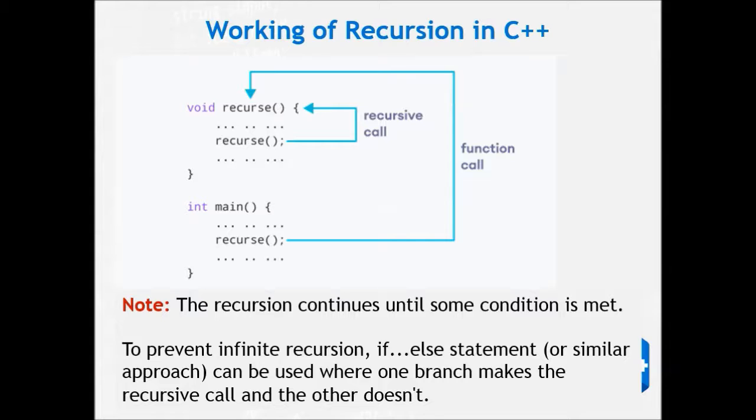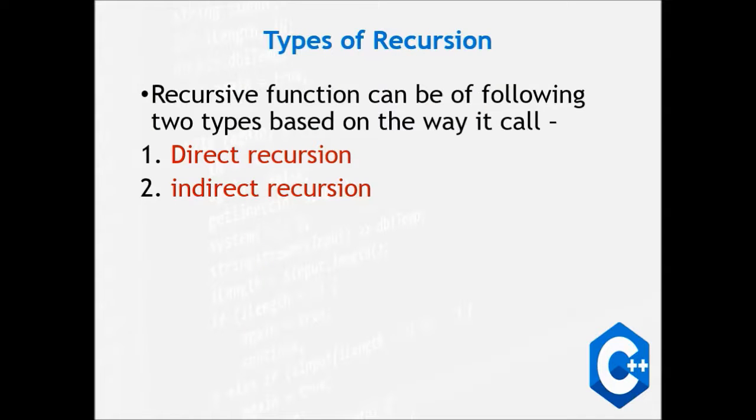The recursion continues until some condition is met. To prevent infinite recursion, an if-else statement or a similar approach can be used, where one branch makes the recursive call and the other does not. Before seeing the example, we look at the types of recursion.